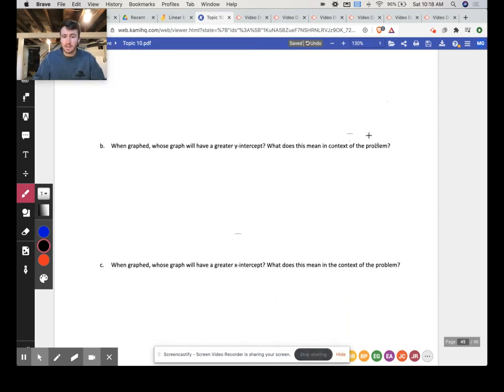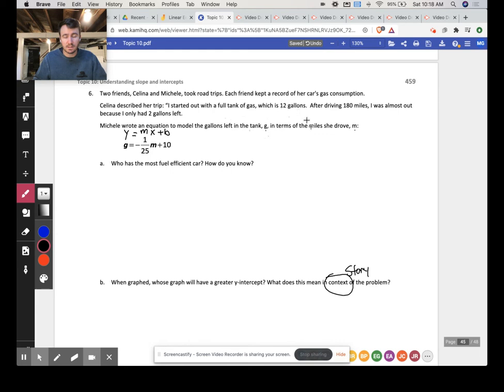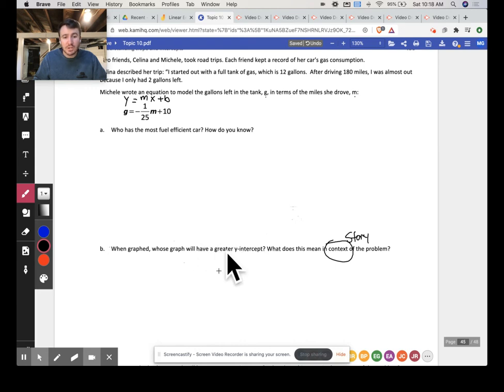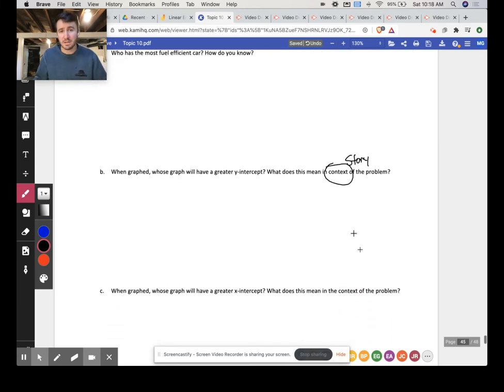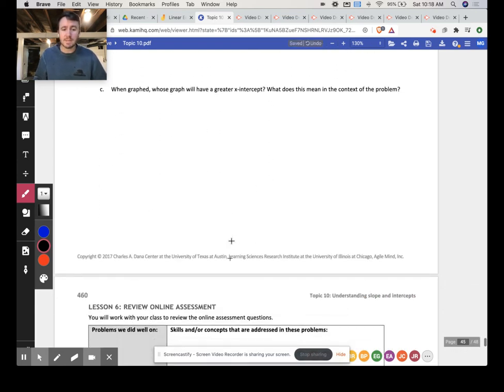Whenever it asks for something called the context of the problem, context just means story. So what story does this problem fit into? So when it says, what does it mean in the story? Well, what story? Well, dealing with fuel efficiency and gallons and cars and miles driven and Selena and Michelle. So tell me what the y-intercept means in the story. And if you're not sure, think about it for a little bit. You may not get it right away. So think through that, see if you can answer B and C.